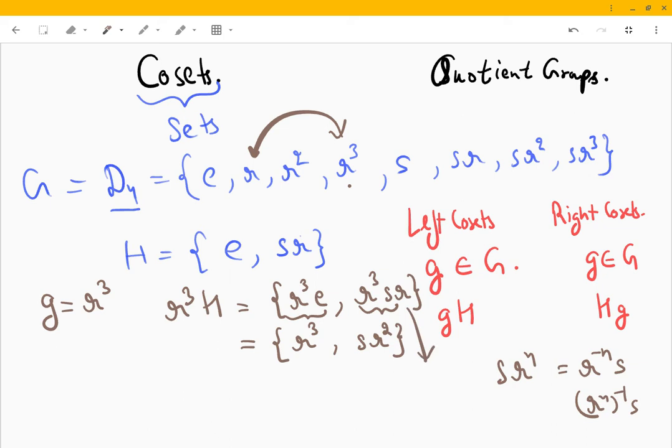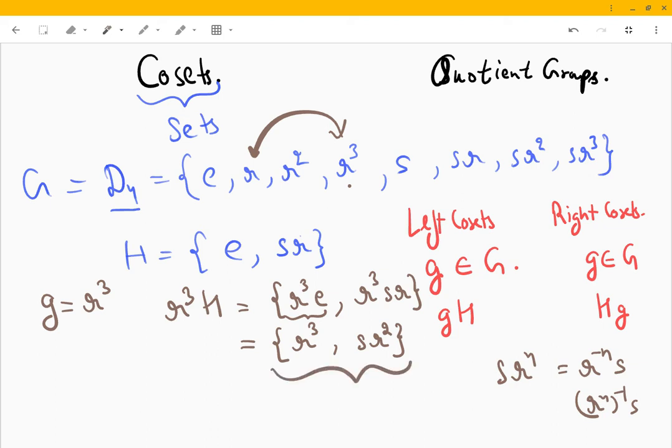You could have also done it like this, R cube, and instead of SR you could have written R cube S, and this will be R to the power 6 S, which is R square S, which is again SR square, because R square is its own inverse. I hope I did not go too fast, but it's okay. You can always slow the speed and watch it again. Okay, so this is our left coset.